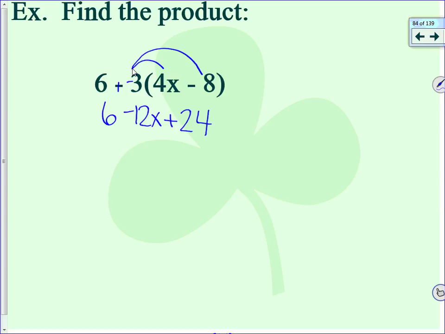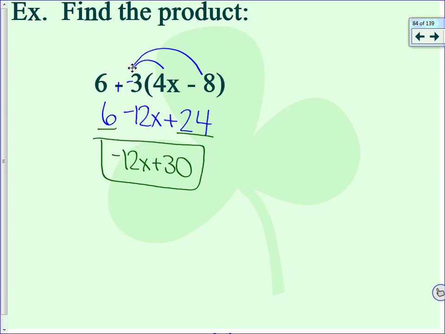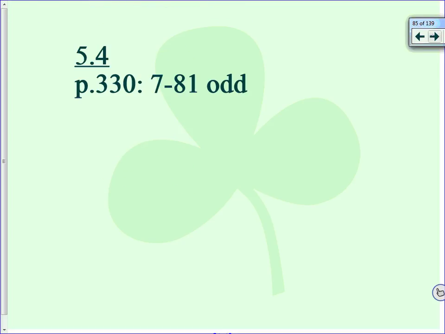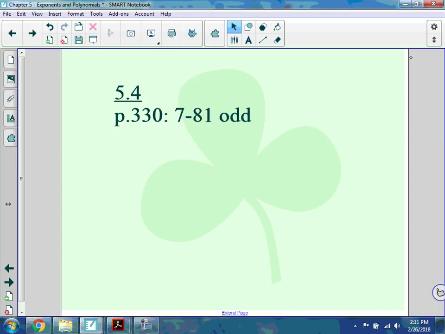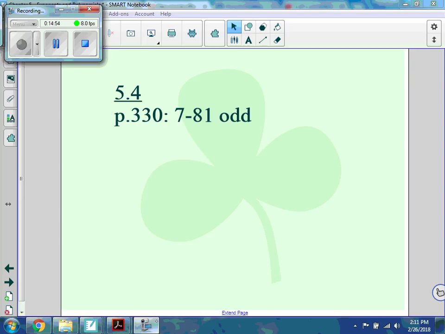So Ashley, do I have any like terms up here? Yeah. What are they? What do I get when I add them? 30. So what would my final answer be written in the correct order? Negative 12x plus 30. Good. Negative 12x, that 12x is a negative, and then the 6 and the 24 give us 30. All right, any questions?